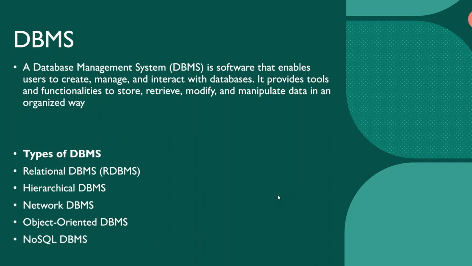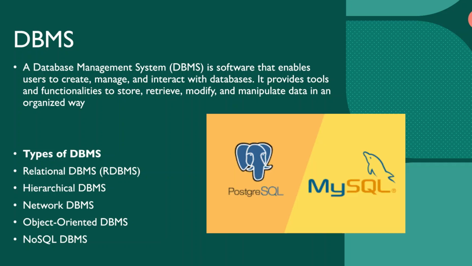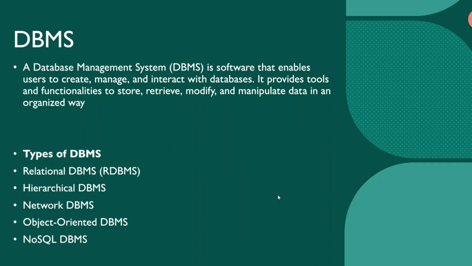Now the main part is the types of DBMS. In this series we are mainly focusing on the relational database. Relational DBMS, or RDBMS, organizes data in tables with rows and columns. Some examples of RDBMS are MySQL, PostgreSQL or Oracle Database, and we are going to work on SQL Server. There are different types of DBMS available: hierarchical DBMS, network DBMS, object oriented DBMS.